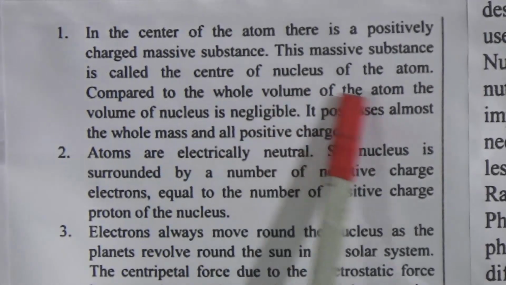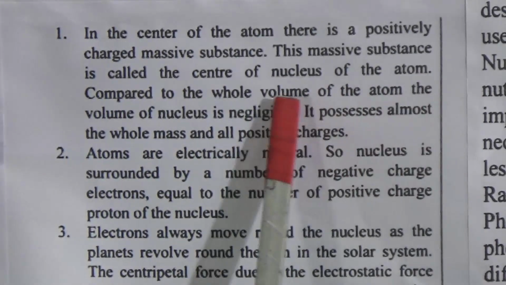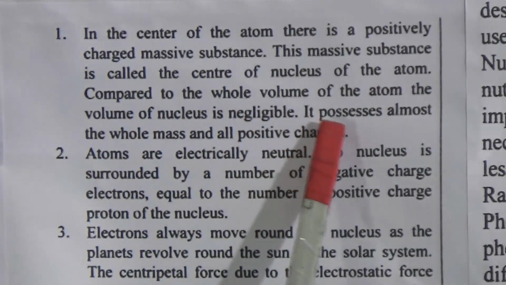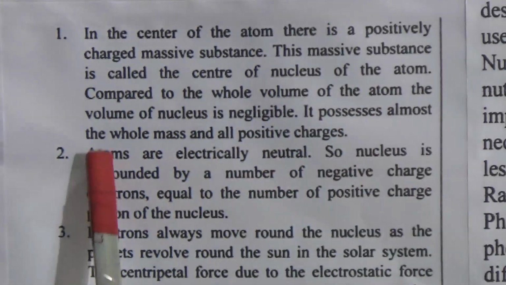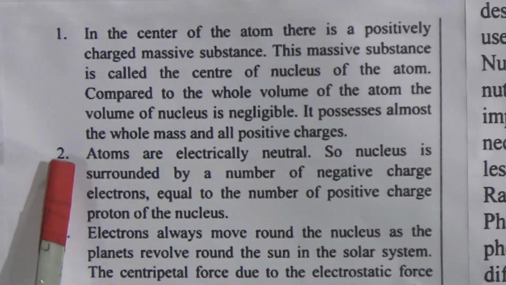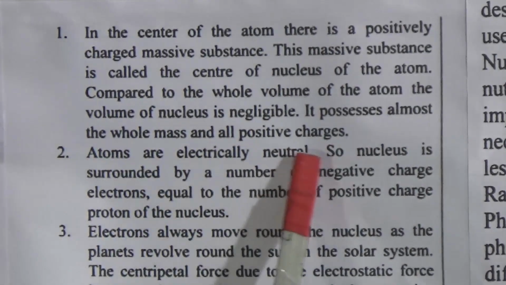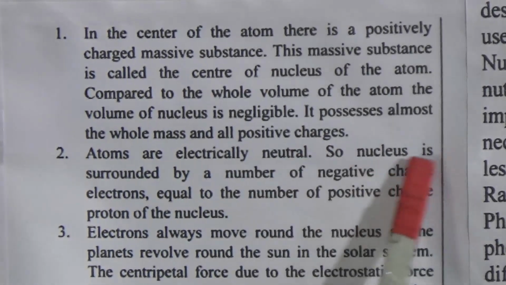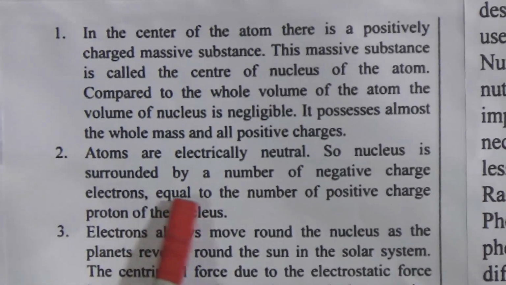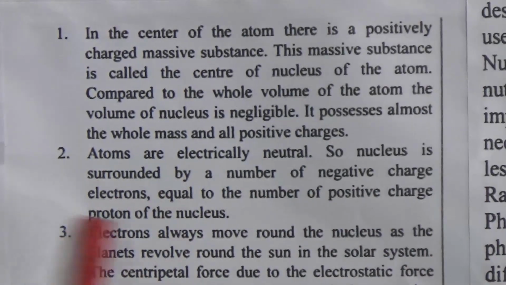Compared to the whole volume of the atom, the volume of the nucleus is negligible. It possesses almost the whole mass and all the positive charge. Point 2, atoms are electrically neutral. So the nucleus is surrounded by a number of negatively charged electrons equal to the number of positively charged protons of the nucleus.